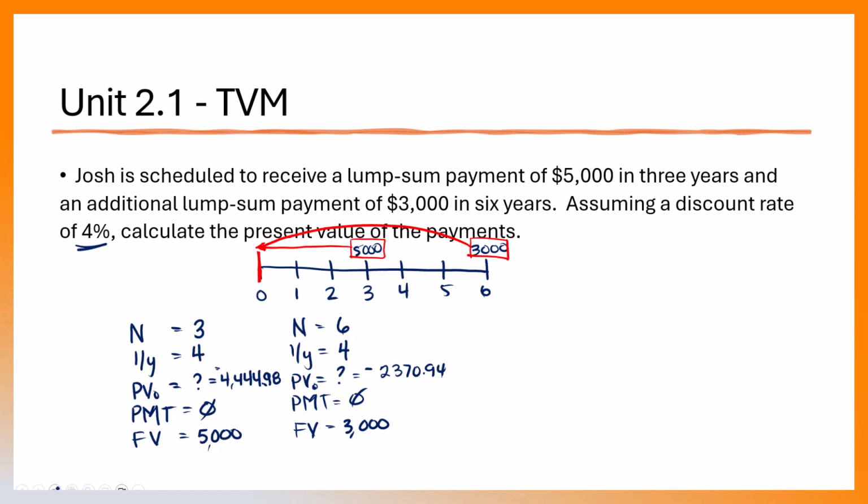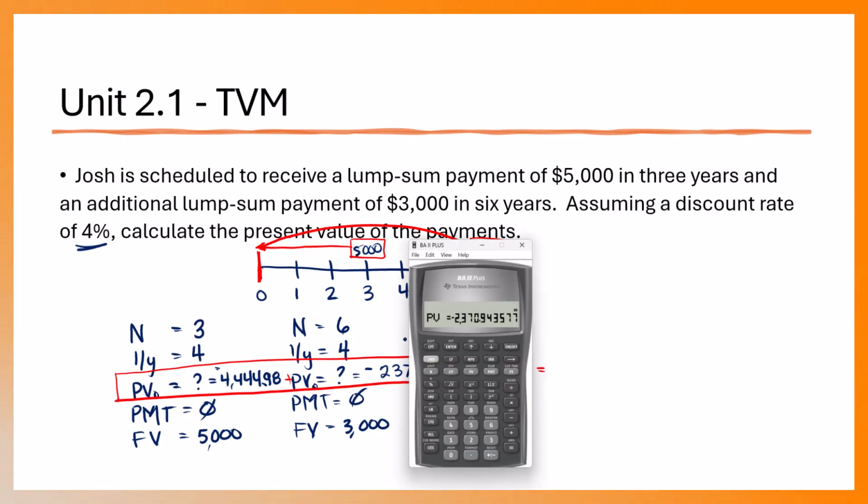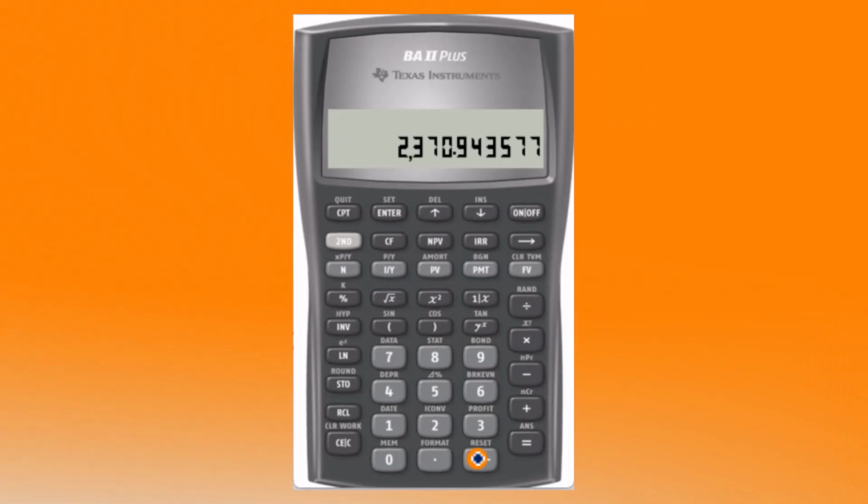The last step here, because we need to find the total value of all the cash flows combined, is we're just going to add those together. So the complete picture here requires just taking the sum of these 2 numbers. Let's go ahead and do that with the calculator here. I'm going to get rid of the negative sign and just add 4,444.98. You can see that the answer is $6,815.92.